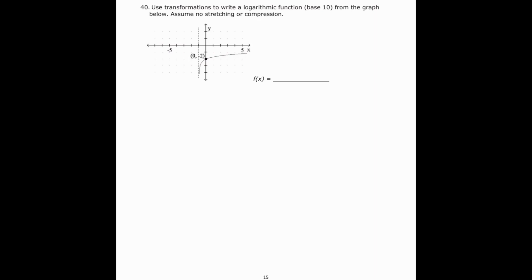Exam 4 review, question number 40. Use transformation to write a logarithmic function base 10 from the graph below. Assume no stretching. So the first thing you notice is the vertical asymptote.